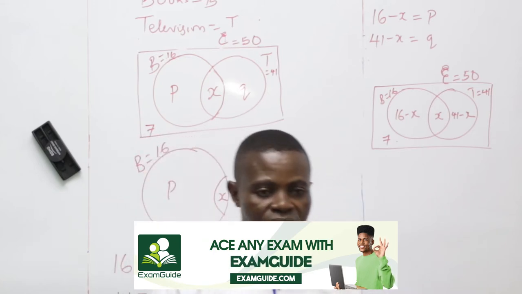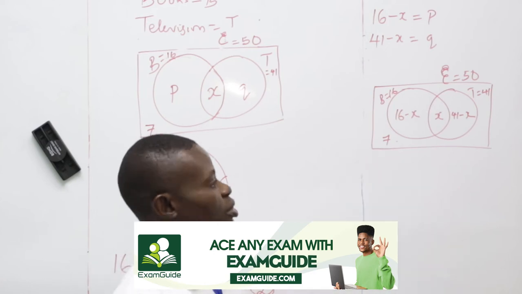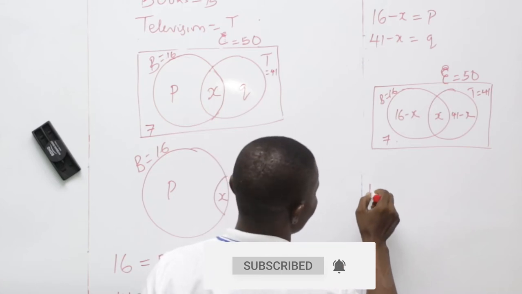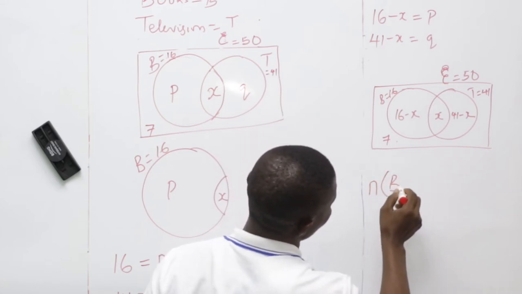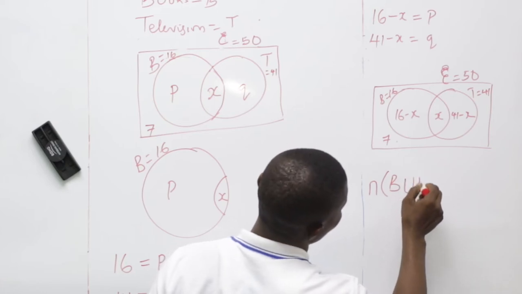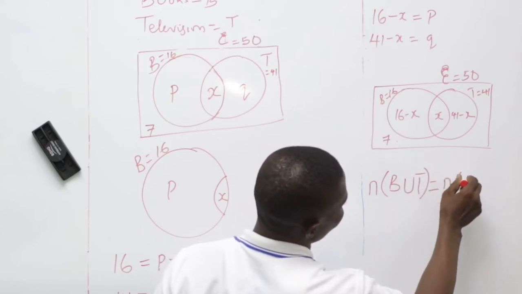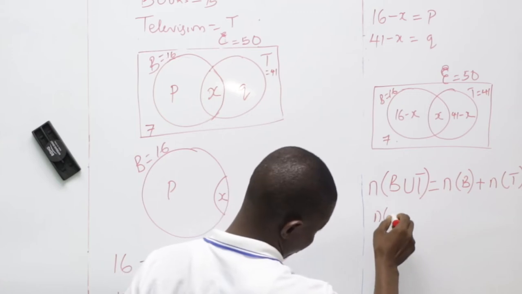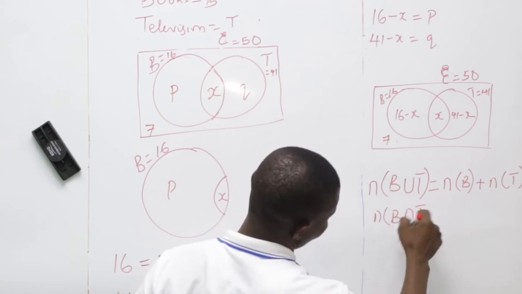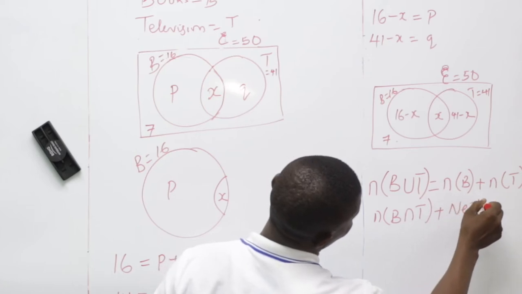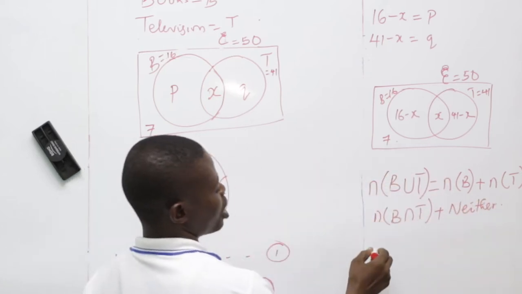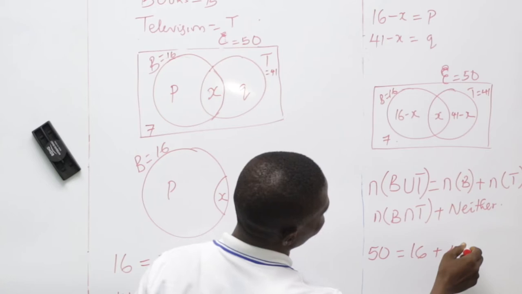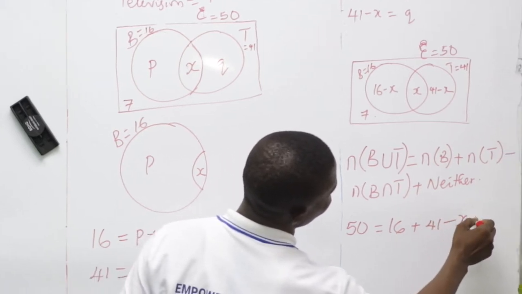Now, to get the real thing, there is a direct formula you will use so that you understand how you can know when you are making a mistake. That formula is: the number of people who read book union the number of people who watch television equals the number of people for book plus the number of people for television minus the number of people who did both, that is B intersection T, then plus neither. That is, the number of people here is 50, those for book 16, those for television 41, those who did both unknown, plus neither, 7.